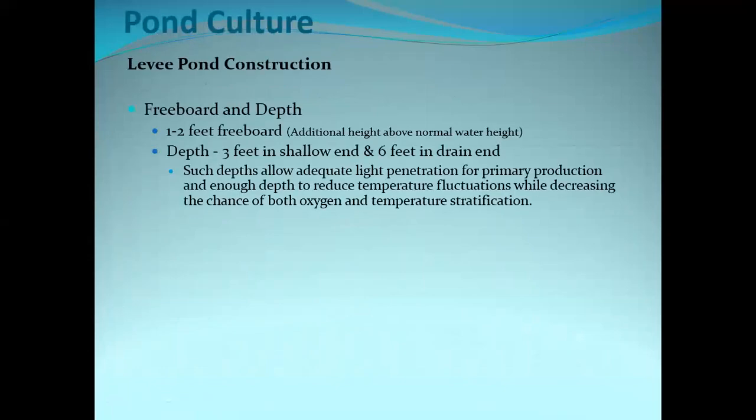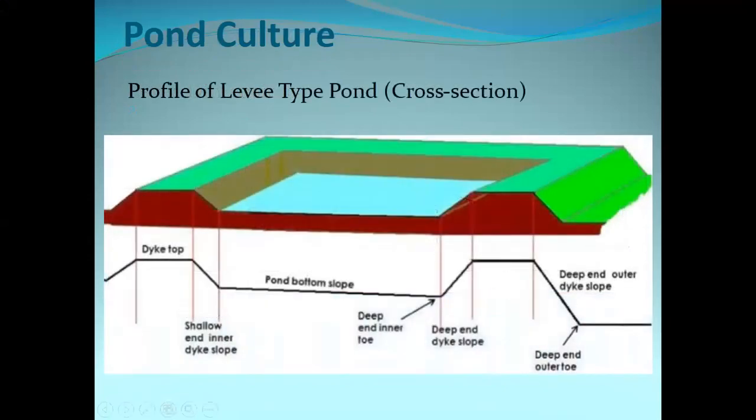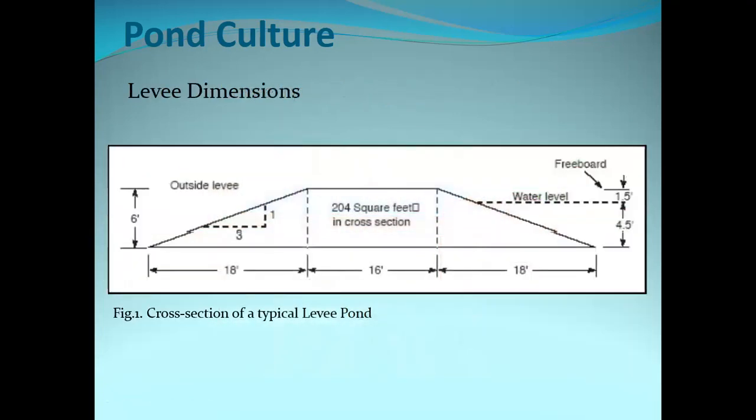So, levee pond construction: freeboard and depth. If we go back to the pond here, the freeboard is the area between the top of the dike and the maximum height of your water level. That is called your freeboard. It's basically the space between the top of the water and the top of the pond.